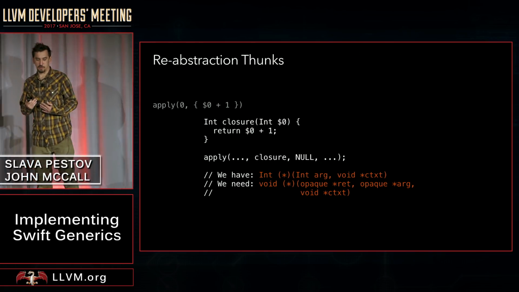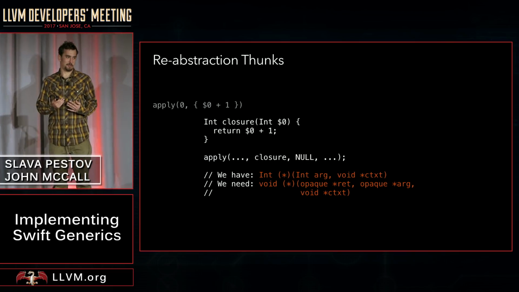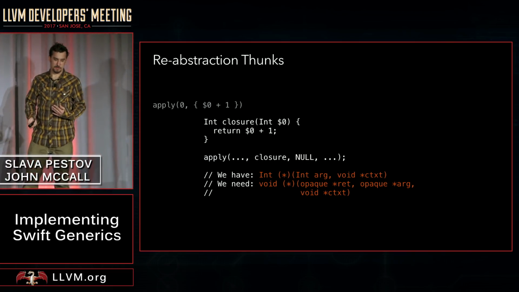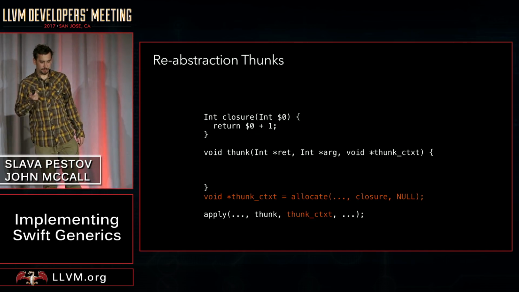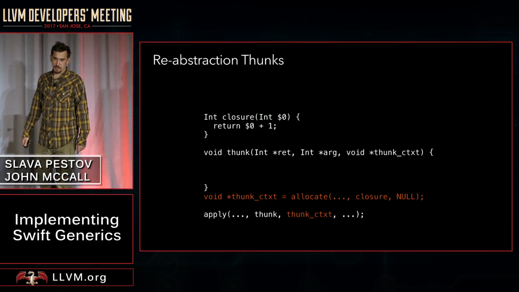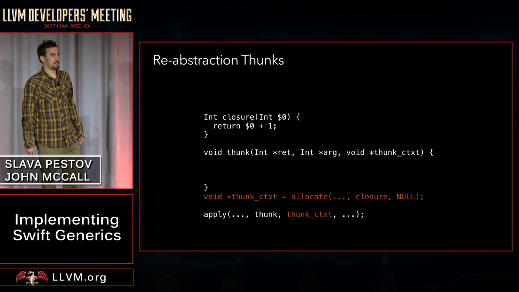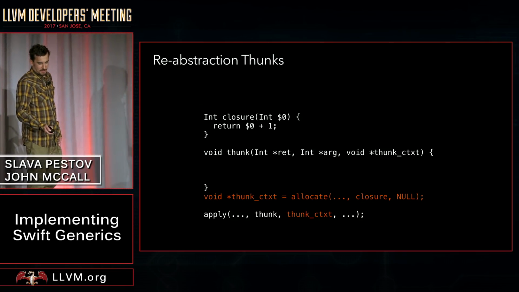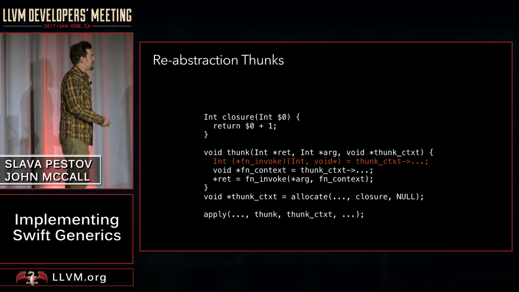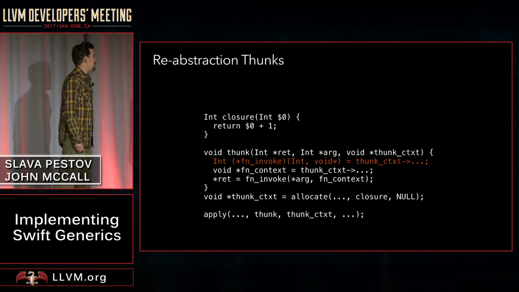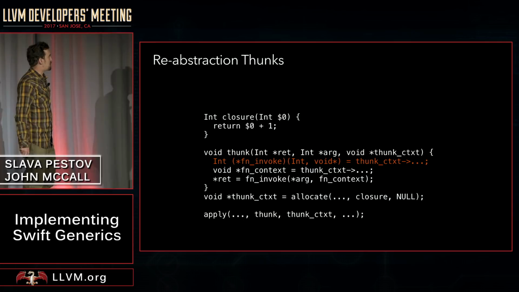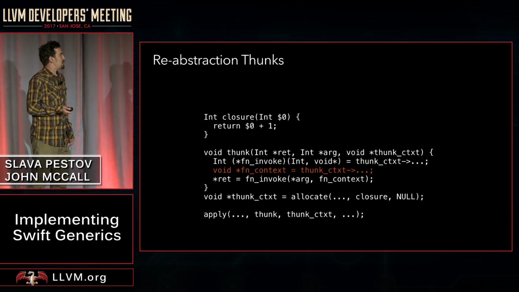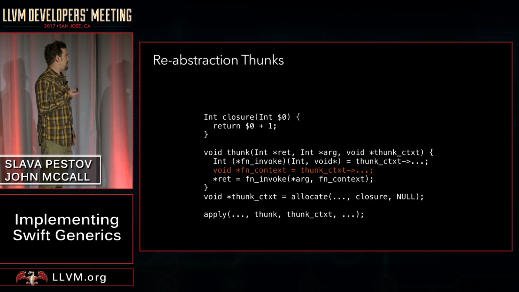So what we need to do is re-abstract the closure value to match the abstraction pattern of the function parameter, and we do this using a thunk. This thunk is going to capture the closure, so it needs a context now. So we're going to allocate a context. And then inside the body of the thunk, the first thing we're going to do is pull out the original function pointer from the thunk's context. Then we pull out the original context from the thunk's context.